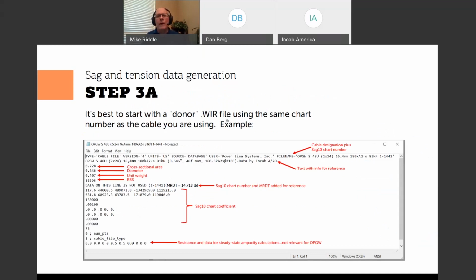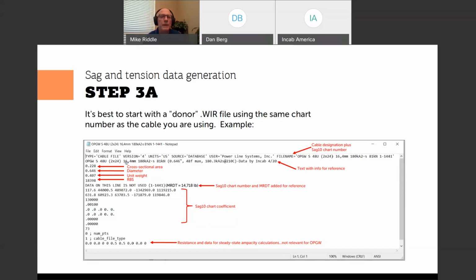So a wire file is actually a text file, and it has a certain structure to it that the program is expecting when you load it into the program. What you see here is a typical wire file, and this first line, actually the first 2 lines are just text data. They're not actually used by the program for calculating anything. At in-cab, what we do is the file name is equal to the cable designation plus the sag tension chart that's used, and I'll explain why later. The second line is just reference information.